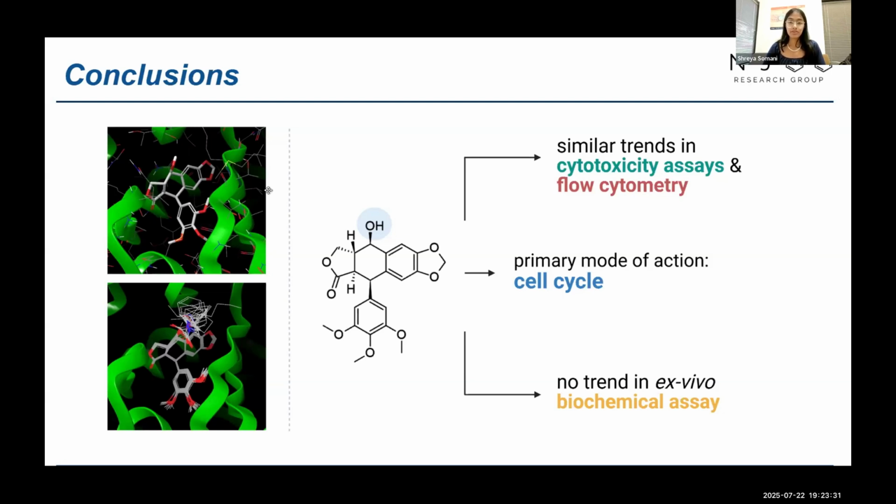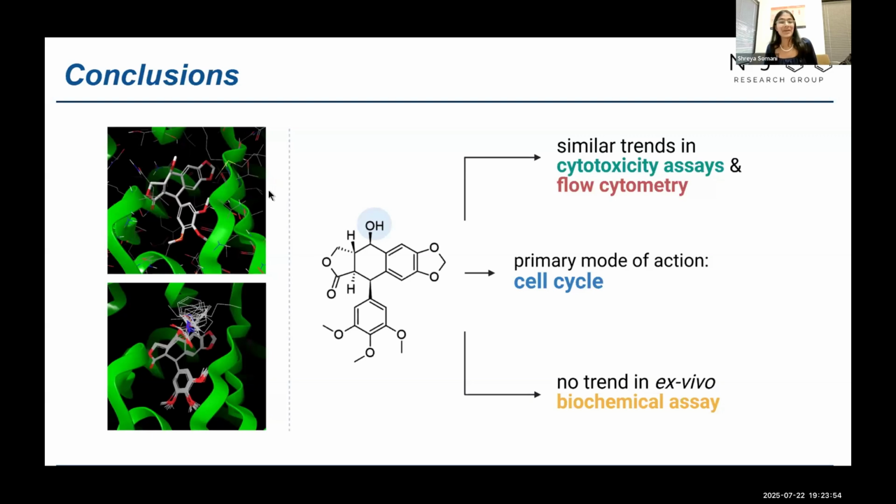Through these assays, we saw that there were similar trends with the cytotoxicity and in our flow cytometry, and we were able to confirm that the primary mode of action is cell cycle arrest through our flow cytometry experiment. Finally, we unfortunately saw that there was no trend observed in our ex vitro biochemical assay.